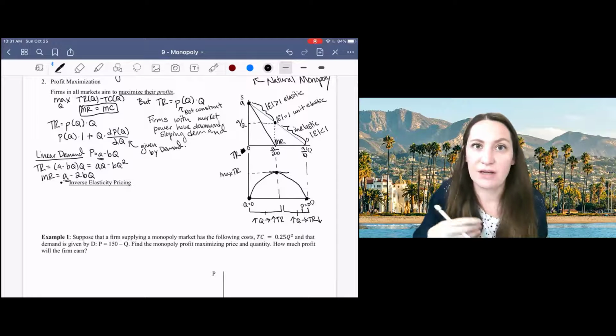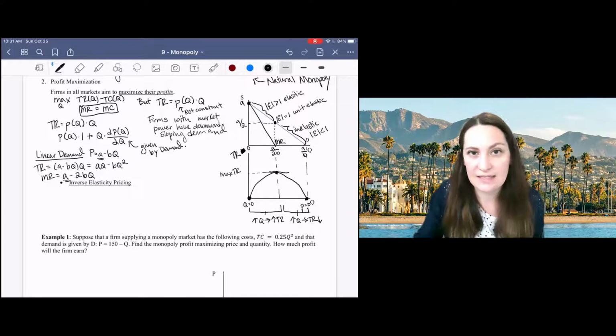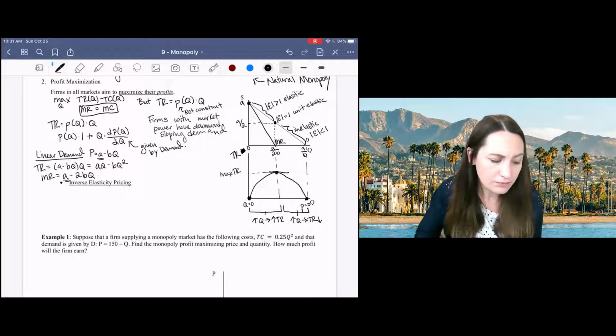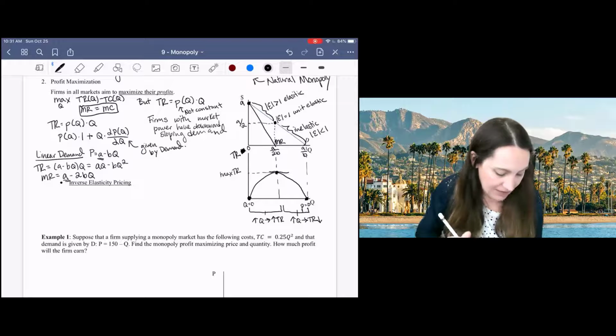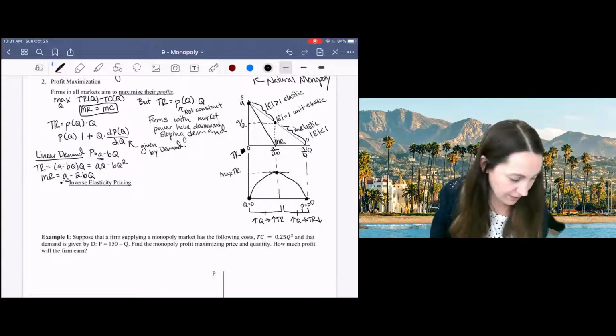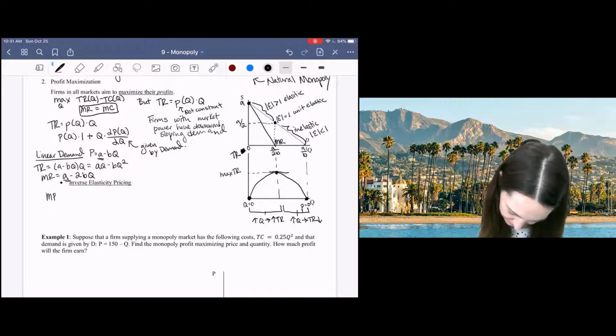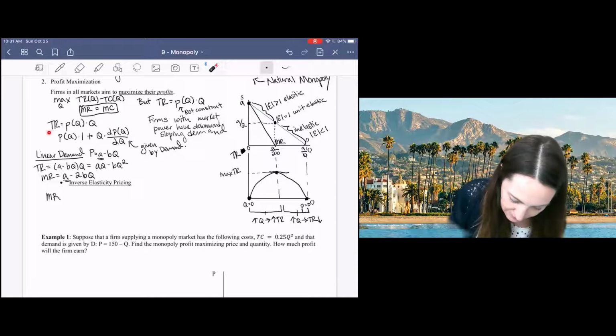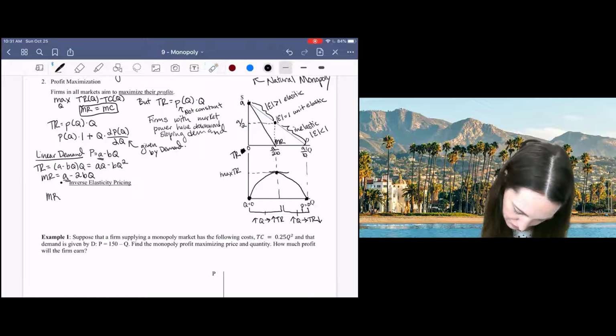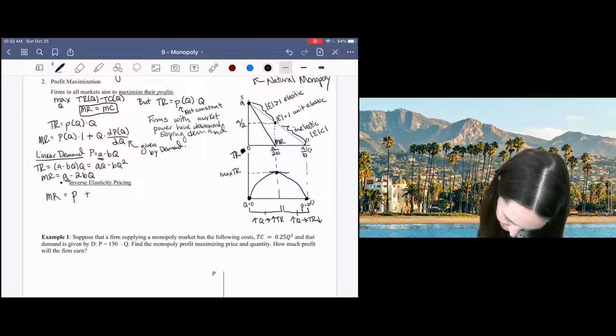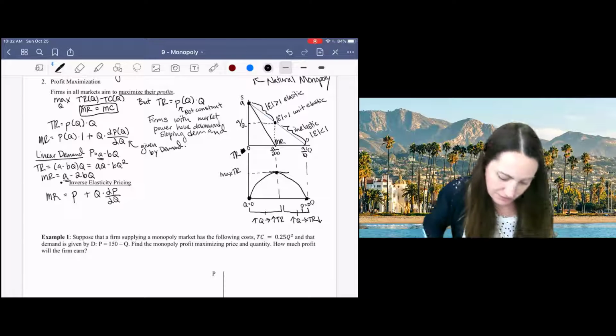But that helps us understand something a little bit more generically about the relationship between elasticity and marginal revenue in general, because we can rewrite marginal revenue as a function of elasticity. So let's go back to not linear demand here, but to this generic way of writing marginal revenue: P plus Q times dP/dQ.